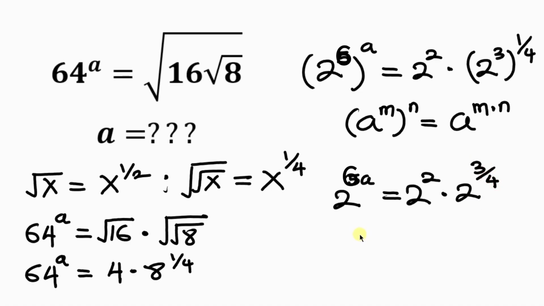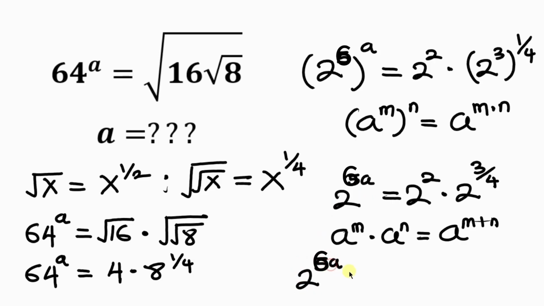Very good. Now let's apply this property of indices once more. Whenever we have, for example, a to the power of m times a to the power of n, this is equal to a to the power of m plus n. So simplifying what we have here, the left-hand side, we have 2 to the power of 5a. This is equal to, now we're going to write this right-hand side like this. So we just take one of the bases, which is 2, and add up the powers. So 2 plus 3 all over 4.